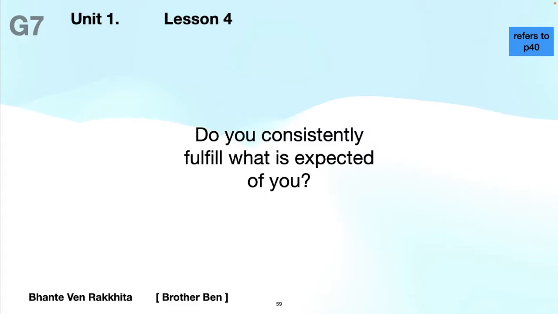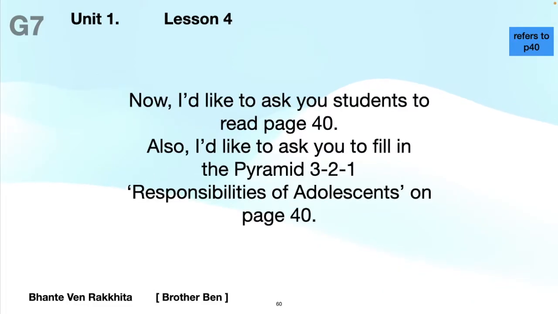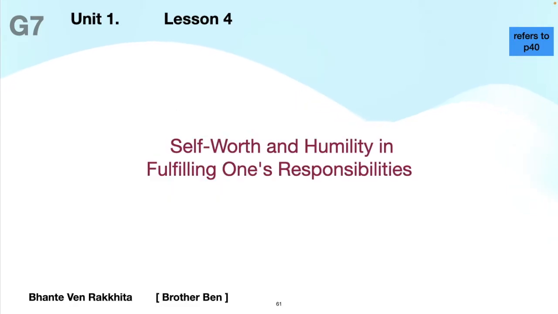So, do you consistently fulfill what is expected of you? That's just a question in there, not in the book. So now I'd like you students to read page 40 and also to ask you to fill in the pyramid 321. Responsibilities of adolescence on page 40 as well. But first of all, we have this section, self-worth and humility in fulfilling one's responsibilities.